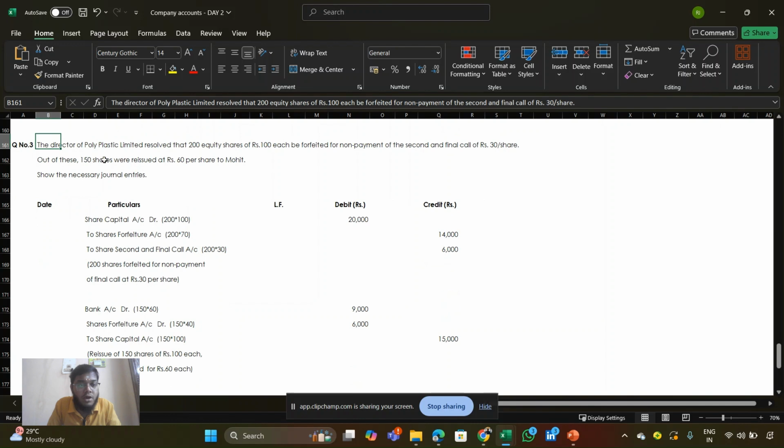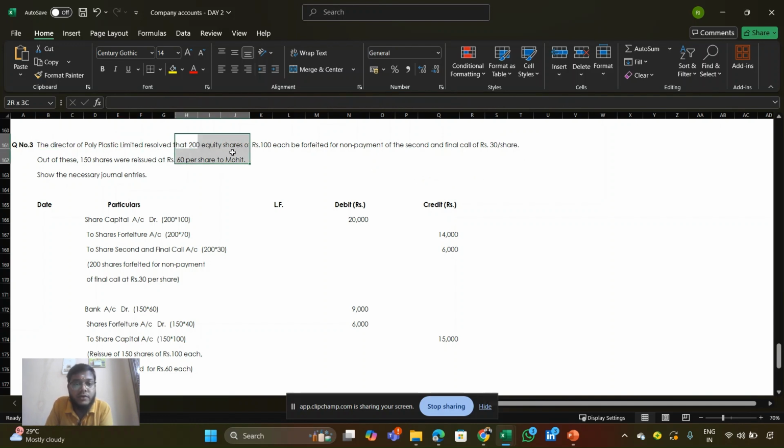The directors of Polyplastic Limited resolved that 200 equity shares of rupees 100 each be forfeited for non-payment of the second and final call of rupees 30 per share. So all 200 equity shares of rupees 100 are forfeited for non-payment of the second and final call. They didn't pay the 30 rupees per share. They have paid 70.